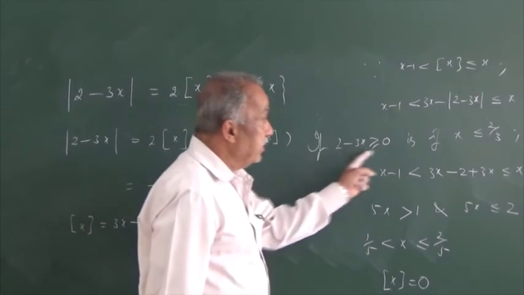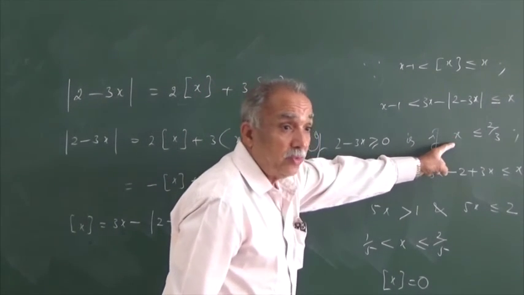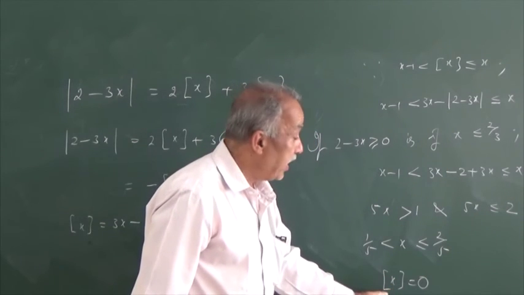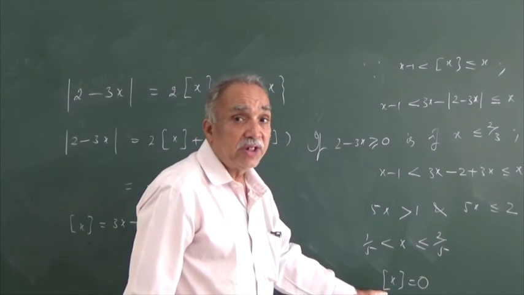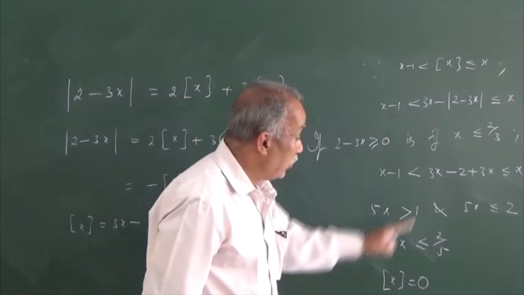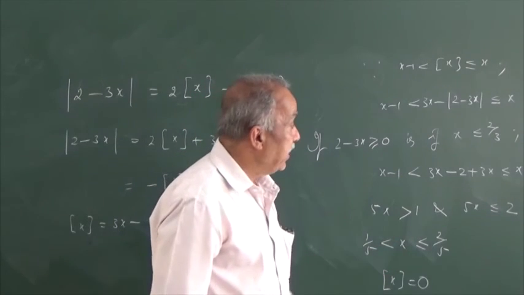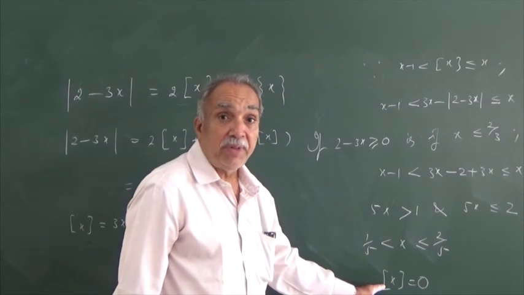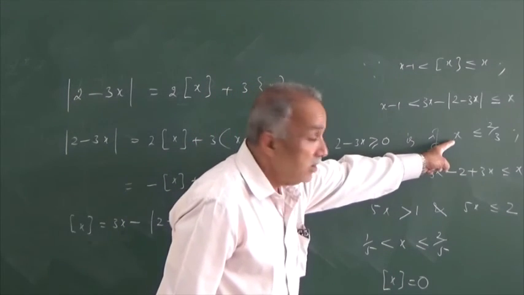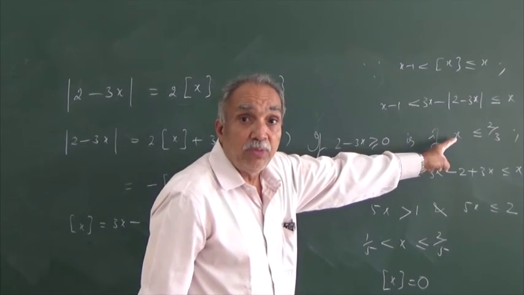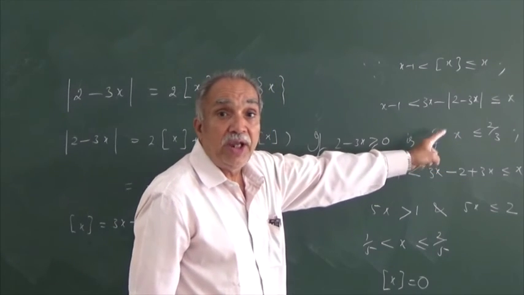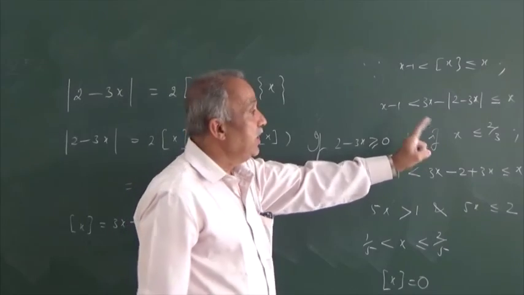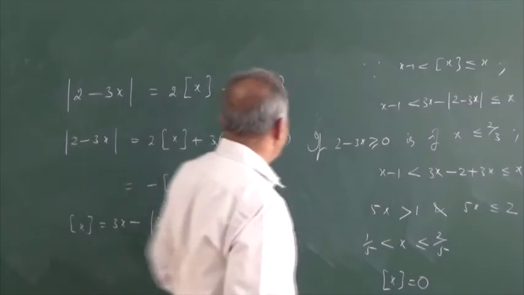You have assumed here x is less than or equal to 2 by 3. When x is a number less than or equal to 2 by 3, is it possible to get integer part x equal to 0? Yes, we can. Clubbing the two, we find x must be a number between, in order to have integer part 0, it must be a number between 0 and 1. In order that this may be satisfied, the x value must be a number between 0 and 2 by 3, 2 by 3 included, 0 also included. In any case, integer part x will be 0.